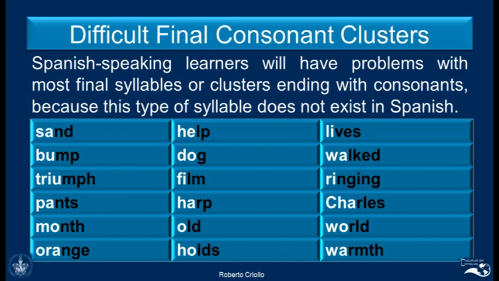We also have others such as help, dog, film, harp, old, and holds. There are also some other consonant clusters that are difficult, such as those in lives, walked, ringing, Charles, world, and warmth.